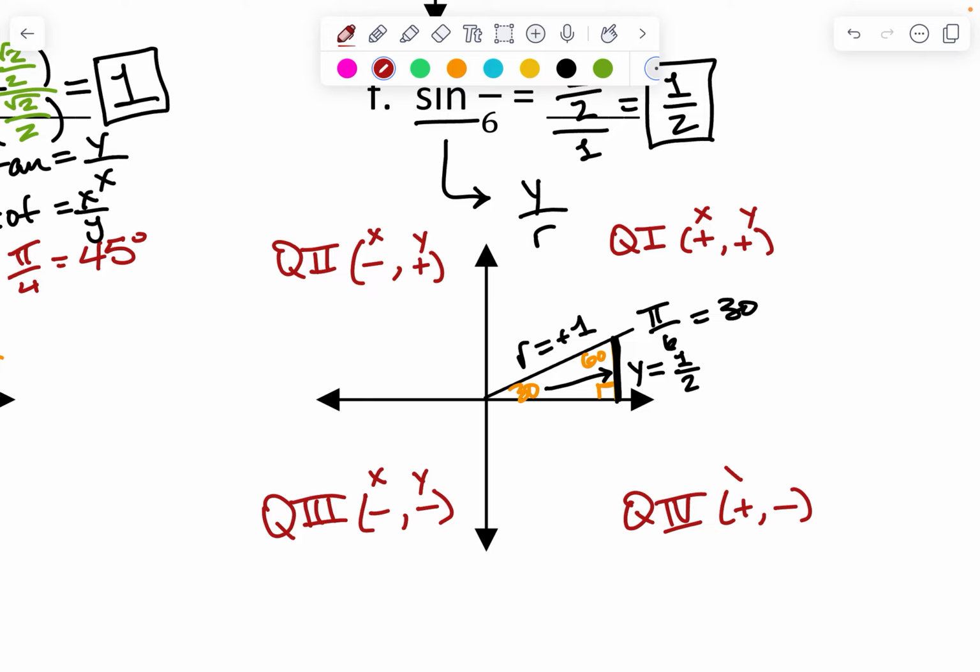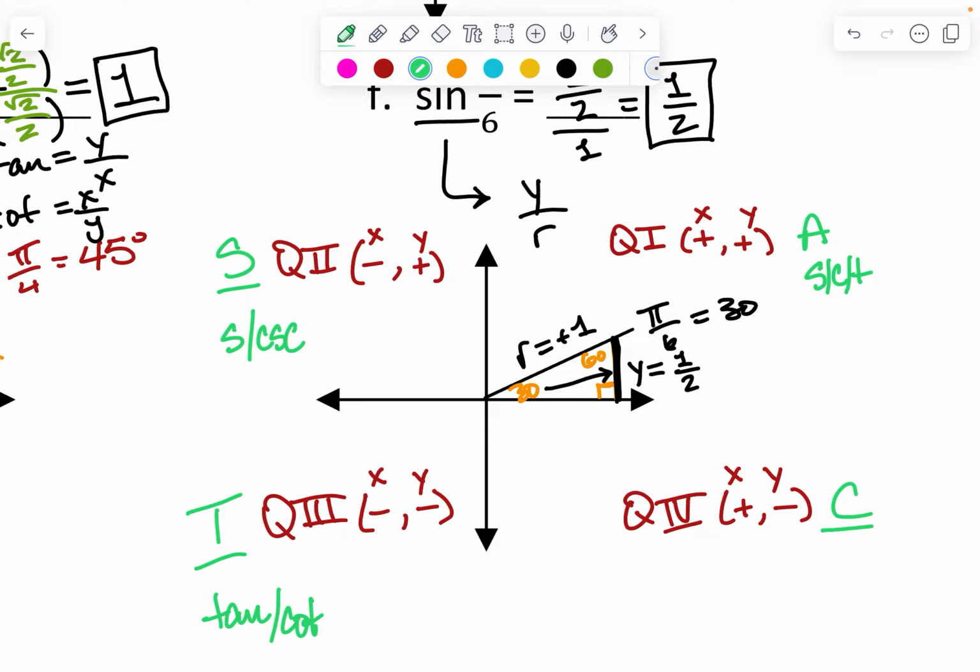The way you can remember this is all students take calculus. So all: sine, cosine, and tangent are positive. Students, that's just sine and cosecant. Take, that's just tan and cotan. Calculus, that's just cosine and secant. Okay, those are what's positive in each quadrant.